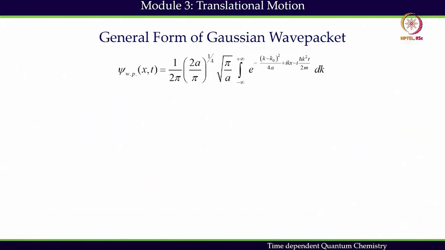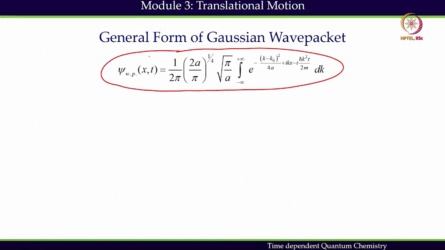Next, what we'll do: we have been seeing that this is the form which we have got for the Gaussian wave packet. So, the particle is represented by this wave function, and at different times I have this expression for the wave packet represented by the particle.